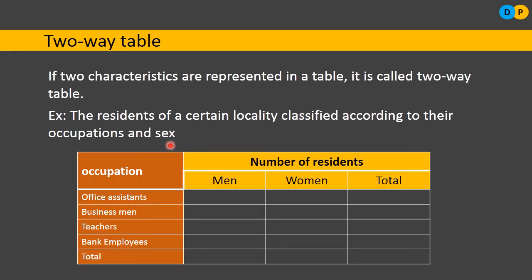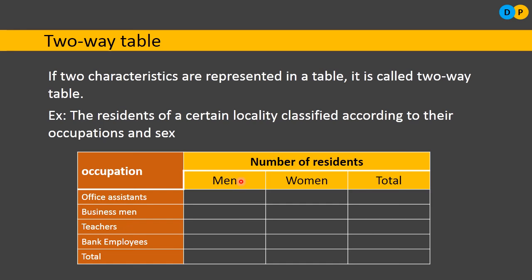So let us go through the table here. Please notice, what do these rows indicate? These rows indicate their occupation. So we have considered one characteristic in the rows. Similarly, another characteristic, whether they are male or female, men or women, is considered in columns. So it is very easy. When are you going to consider a two-way table? When you need to present two characteristics.